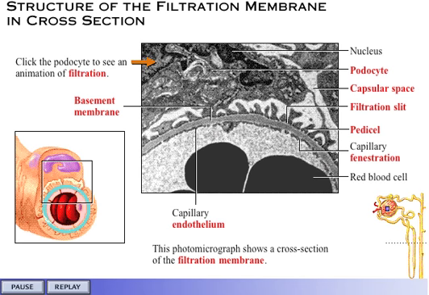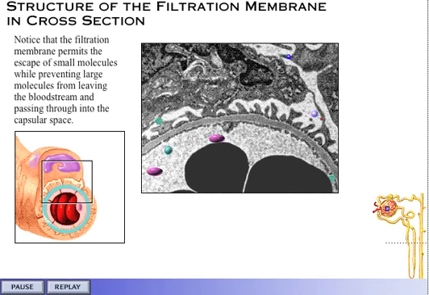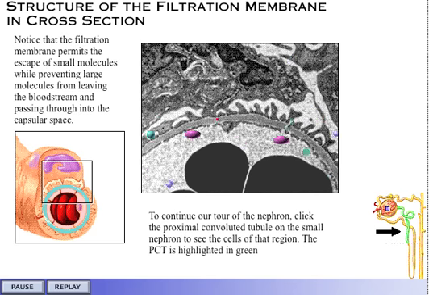Click the podcyte to see an animation of filtration. Notice that the filtration membrane permits the escape of small molecules while preventing large molecules from leaving the bloodstream and passing through into the capsular space. To continue our tour of the nephron, click the proximal convoluted tubule on the small nephron to see the cells of that region.